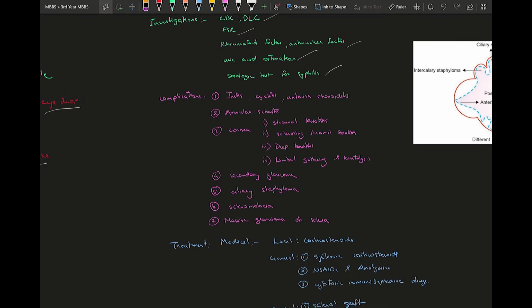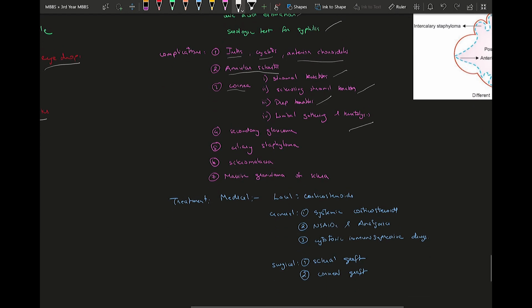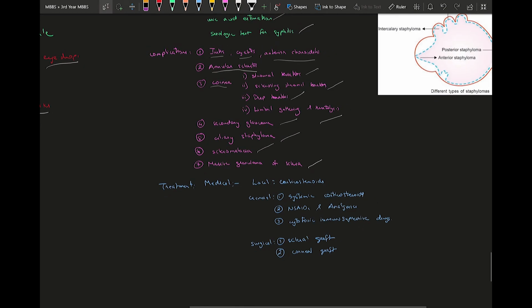And then the complications of scleritis are, it can spread to the uvea. So iritis, cyclitis, anterior choroiditis can occur. Then you can have annular scleritis where there's a ring involvement, so there's some ring formation around the sclera. And then in the cornea, you can have four kinds of conditions, basically different layers of the cornea getting affected. So stromal keratitis, sclerosing stromal keratitis, deep keratitis, and limbal guttering and keratolysis. Then you can get a secondary glaucoma or ciliary staphyloma, scleromalacia, then massive granuloma of the sclera. All are complications of scleritis.